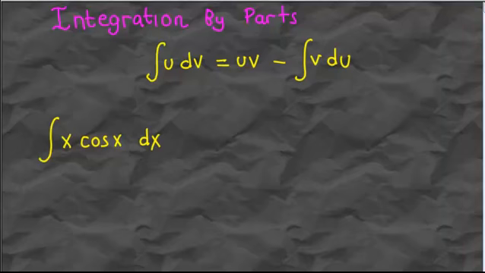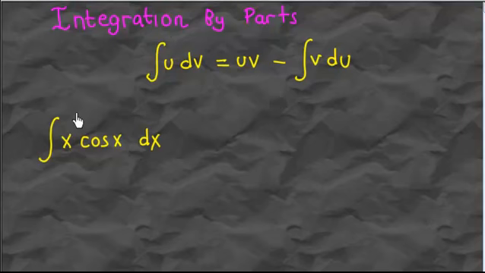Alright, in this video we'll discuss integration by parts, and usually the formula is written as the following: the integral of u dv is uv minus the integral of v du. As simple as that. Alright, let's do some examples.